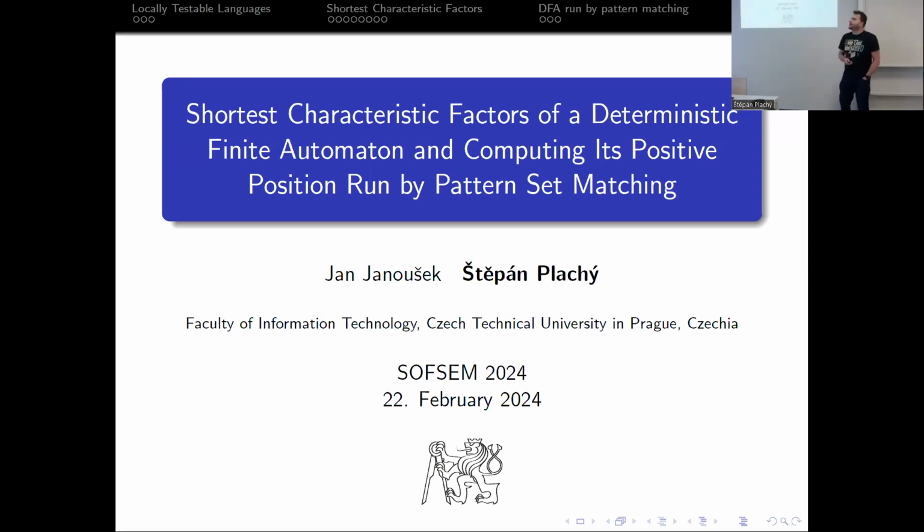Okay, so first question: what are characteristic factors? Imagine you have an automaton that describes some language, and within that language we might find that certain factors, or substrings, cannot appear within a string. When that happens, the automaton is bound to fail whenever it reads anything that contains such a string. Using this, we can describe certain kinds of languages.